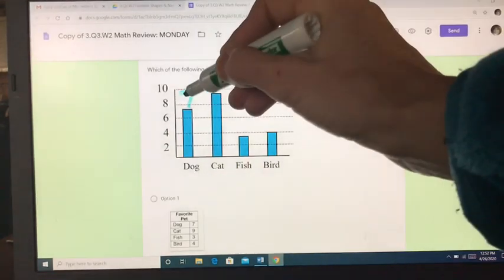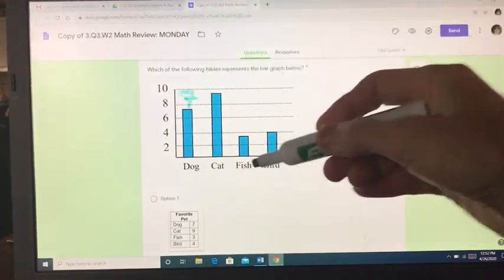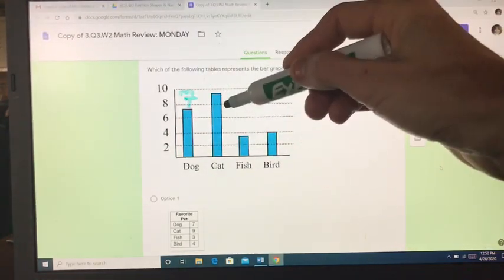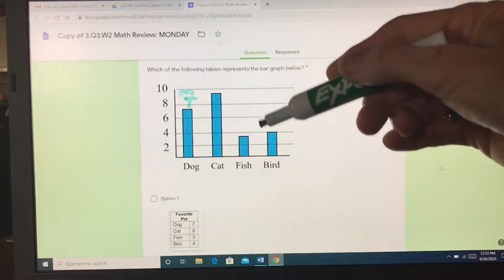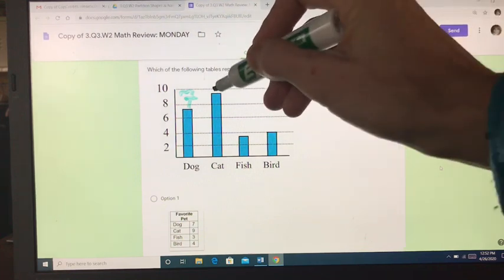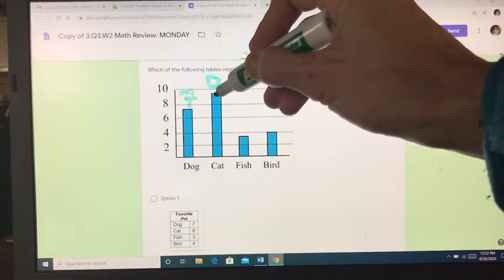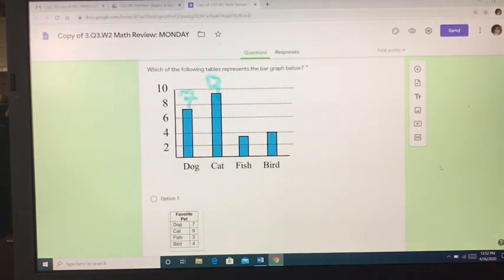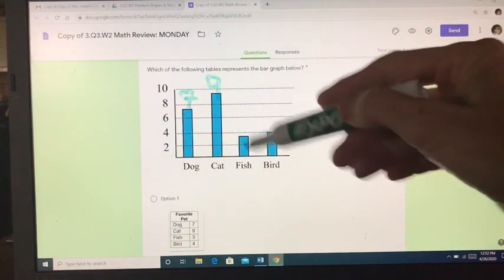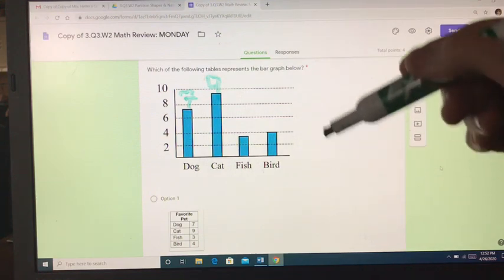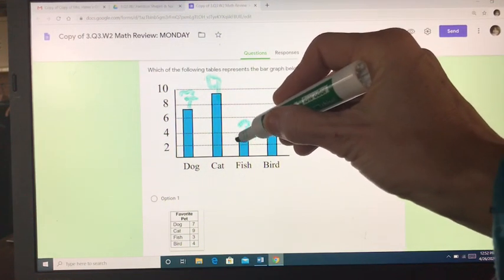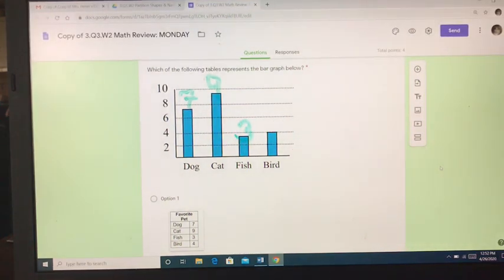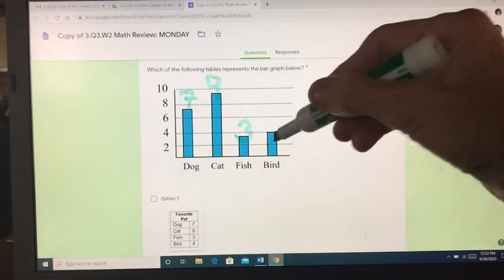All right. Then I'm going to look at cat. Cat is also between 8 and 10. It's not right on the dotted line. So when I count, 8, 9 comes between 8 and 10. I look at fish. Fish is between 2 and 4, so when I count, 2, 3 comes after 2 and before 4. And then bird is right on the dotted line at 4.